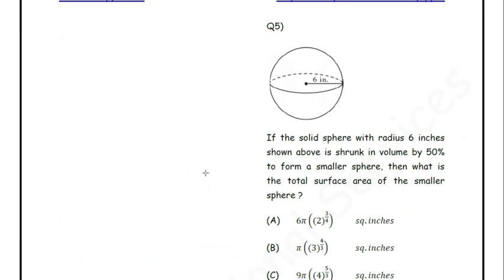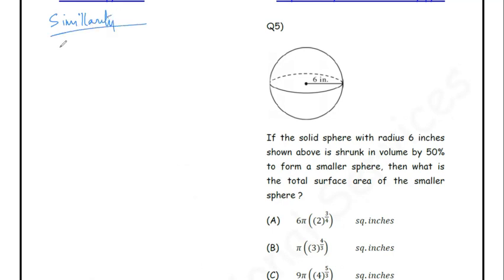If the solid sphere with radius 6 inches shown above shrunk in volume by 50% to form a smaller sphere, then what is the total surface area of the smaller sphere? So, total surface area. Right. So out here we'll use the similarity property.